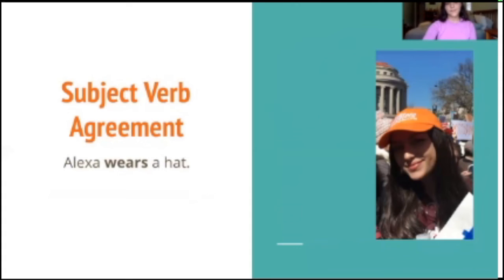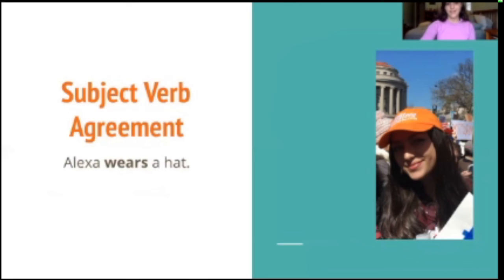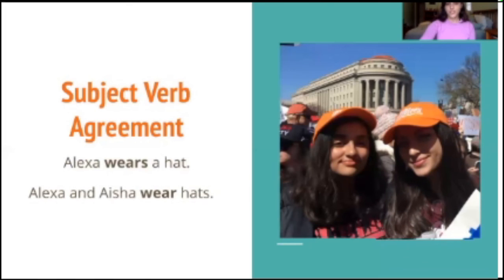Since we've gone over some of the most basic parts of a sentence, let's switch to talking about one of the biggest and most basic sentence rules you'll have to know for the test, subject-verb agreement. You guys might remember this, but all that it means is that in every sentence, the subject has to match the verb. So for example, if the sentence is Alexa wears a hat, and we change the subject to Alexa and Aisha, the verb has to change to wear.